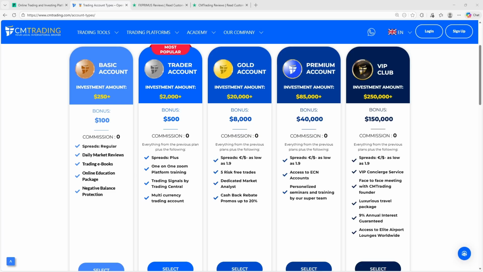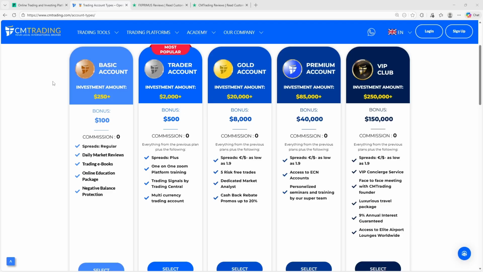Higher tier accounts unlock reduced spreads, cashback rebates, ECN-style access, dedicated market analysts, and personalized training sessions. Instead of focusing solely on execution metrics, CMTrading emphasizes value-added services, including one-on-one coaching, live market reviews, and concierge-style support. This positions pricing less as a cost model and more as a bundled trading experience, where traders are paying for guidance, access, and service depth.